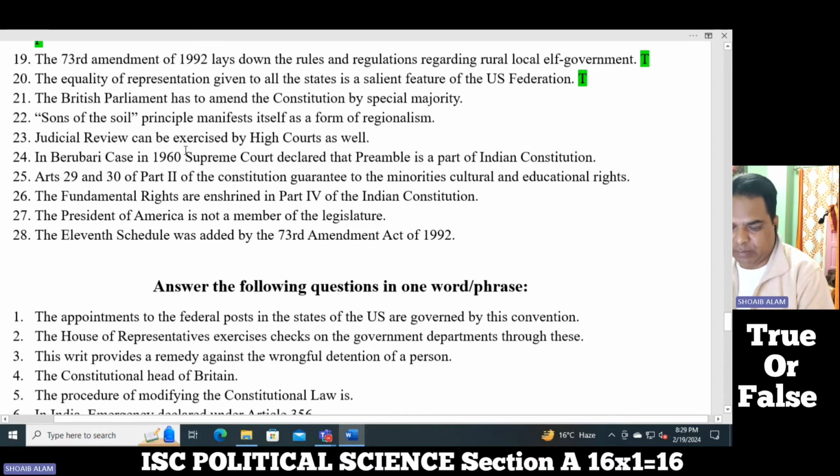Then number 21, the British Parliament has to amend the Constitution by a special majority. So it is wrong. It is not a special majority, it is a simple majority. Okay, next one.